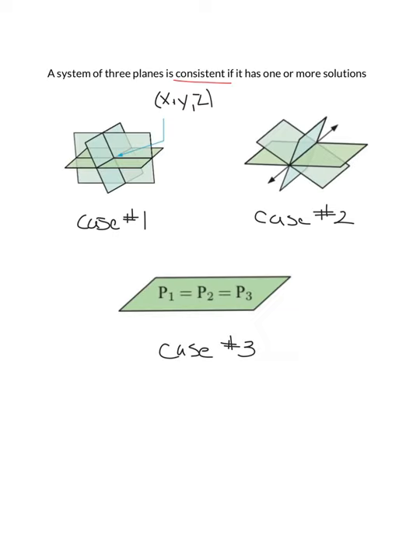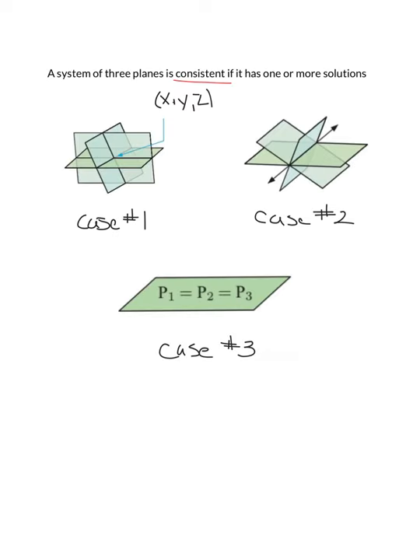So to start this off, we're going to be talking about consistent systems. A system of three planes is consistent if it has one or more solutions. So I'm going to be putting up the three possibilities for this case. For three planes to have a solution, there's going to be three possibilities. And then we can talk about what happens if something is not consistent, if there's no solution.